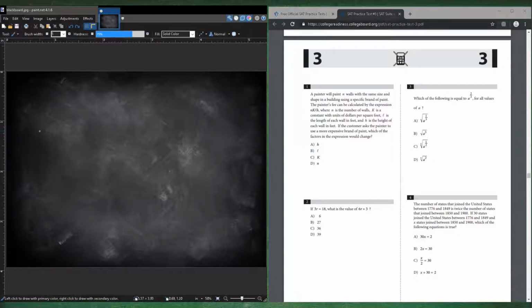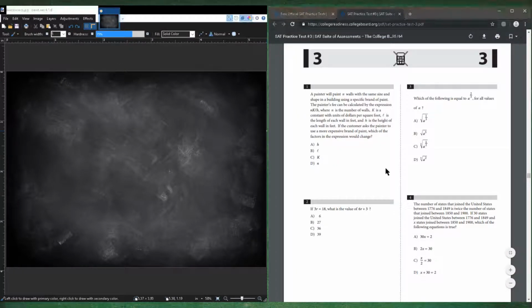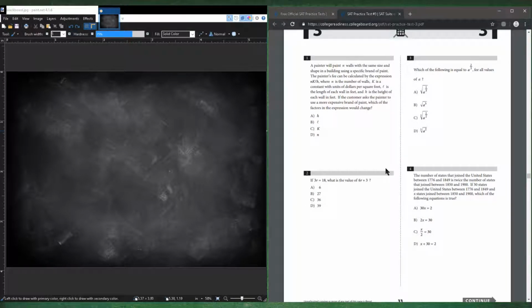If the customer asks the painter to use a more expensive brand of paint, which of the factors would change? A more expensive brand of paint. So we've got to find out what each variable means. N, the number of walls, is different. L and H are measured in feet, so they don't change. So K is the variable that's changing. The answer is C, because that's the constant with units of dollars per square foot, which calculates the cost of the paint. So if you're using a more expensive paint, then it's just more money. So that's the first question. Pretty simple, just interpreting variables.